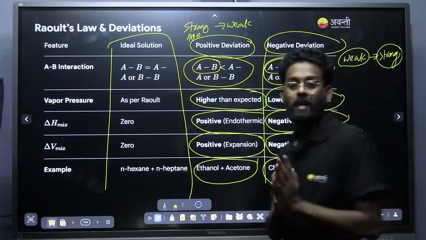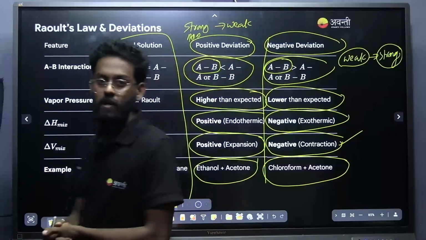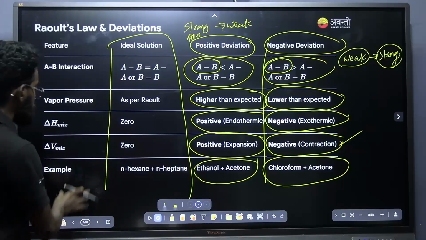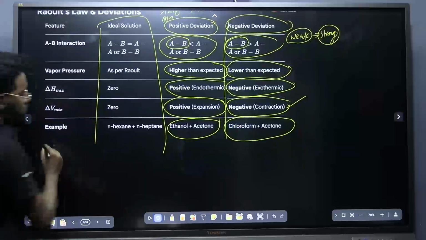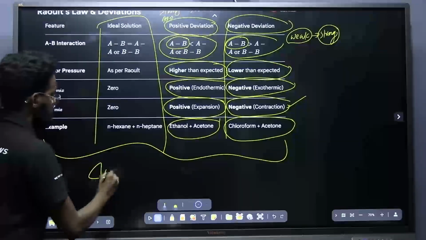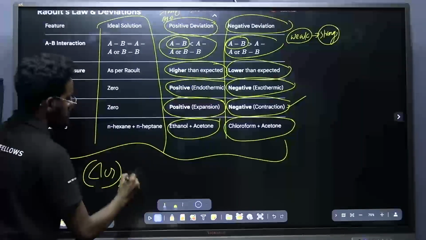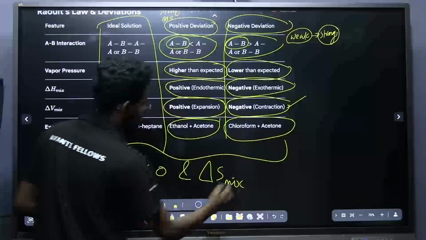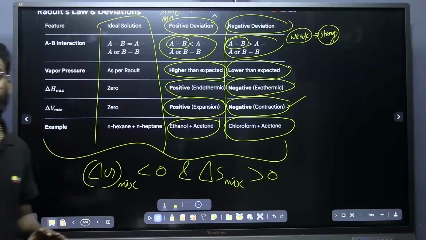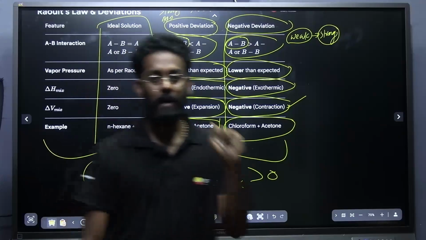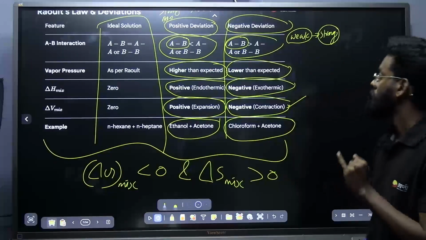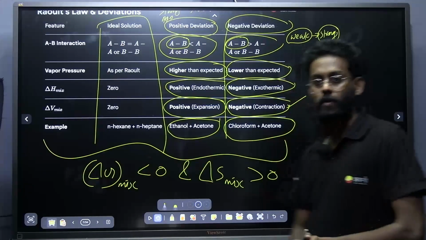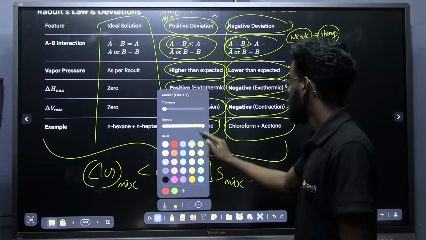So my dear students, this is the complete idea about Raoult's law and its deviation from ideal behavior. All these things I have clearly mentioned here, and one common thing in all of these is that for all these solutions, delta G mix is less than 0 and delta S mix is greater than 0. That is common to all types of solution: ideal, non-ideal, and the ones showing positive deviation and negative deviation. Hope it is completely clear to everyone. Yes. Now we can move on to the next.